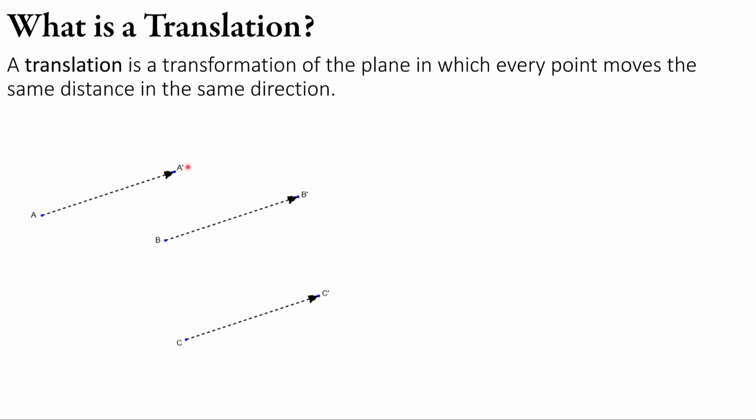Now this little A with the tick mark here is read A prime. And this is the notation that is used for all the different transformations. If we have an original point A, its image would be A prime. B translates to B prime. C translates to C prime.